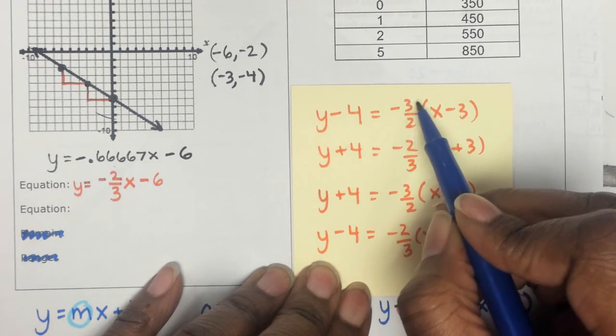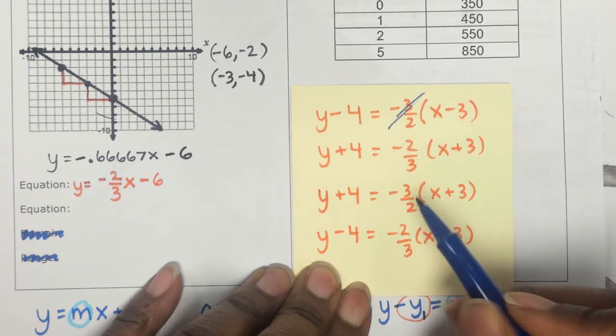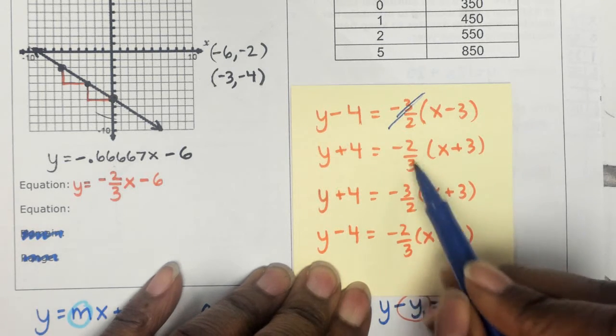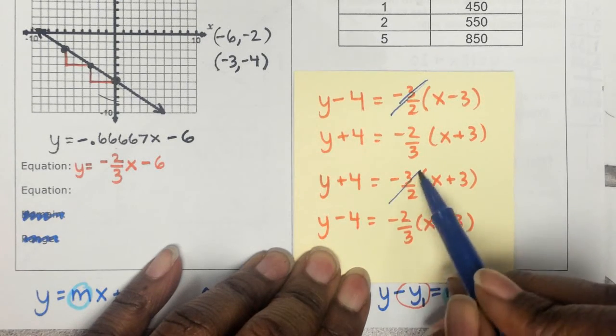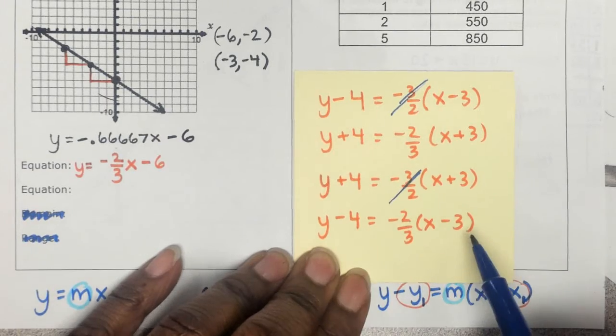Did it say negative 3 on top, 2 on the bottom? No. Negative 2 over 3 is what I'm looking for, not the flipped. Do not flip it if you don't have a reason to flip it. Don't flip it. So it's going to be either this one or this one.